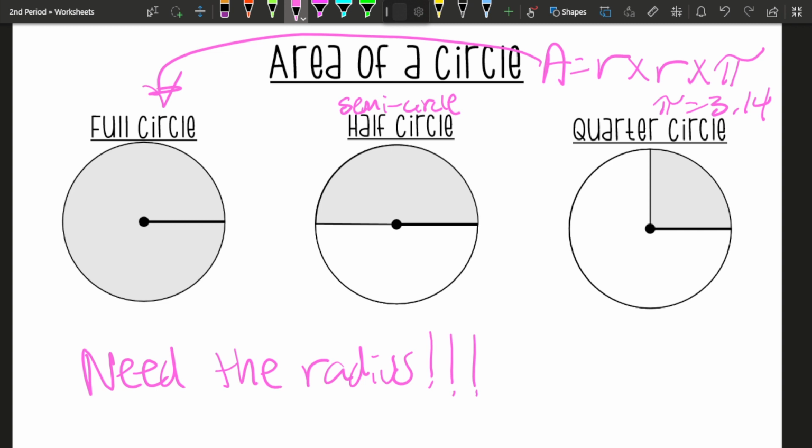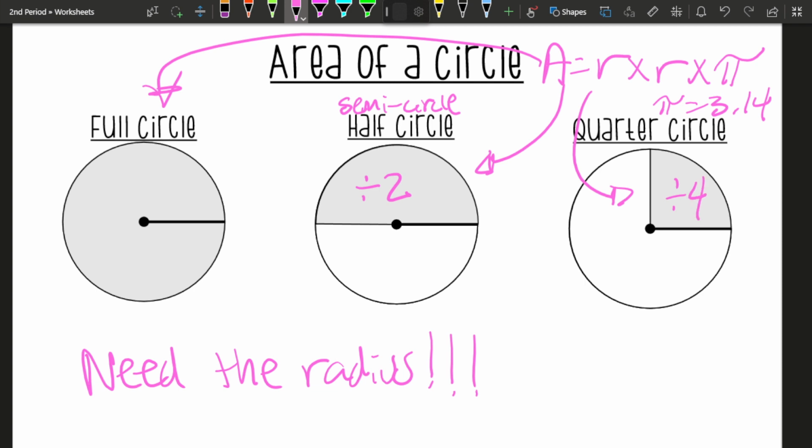Can you still use the same formula? Yes. But if it's half a circle, what do you think you're going to have to do at the end? Divide by 2. Use the same formula, but then divide by 2. So what about a quarter circle? What do you think you have to do? Divide by 4. Use the same formula, then divide by 4.